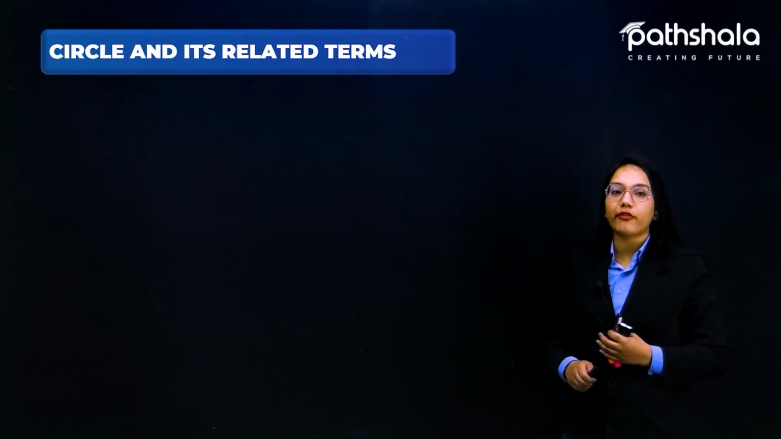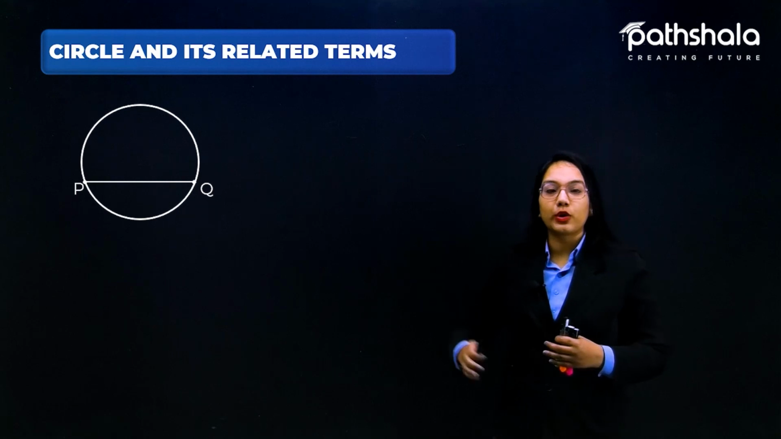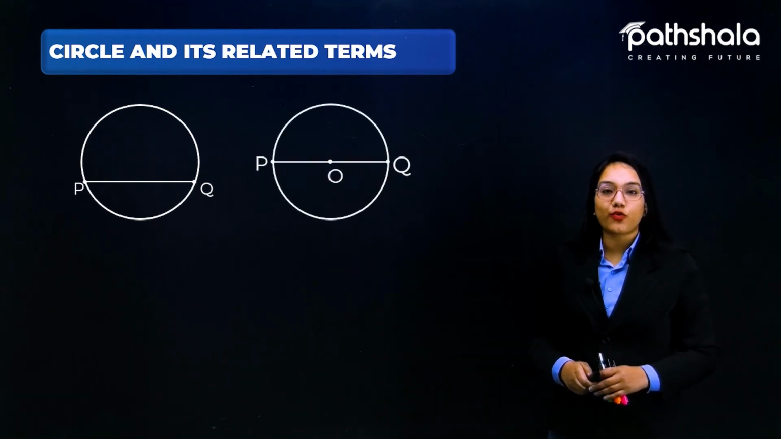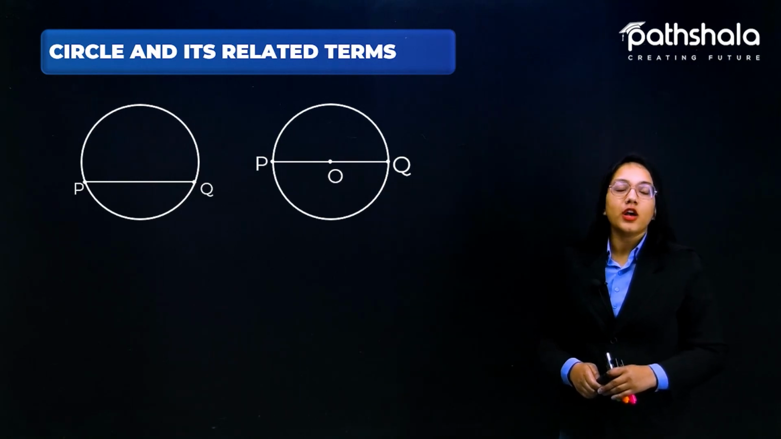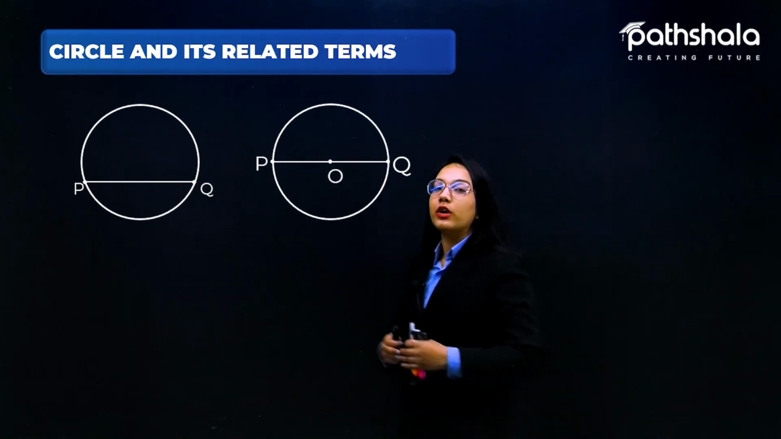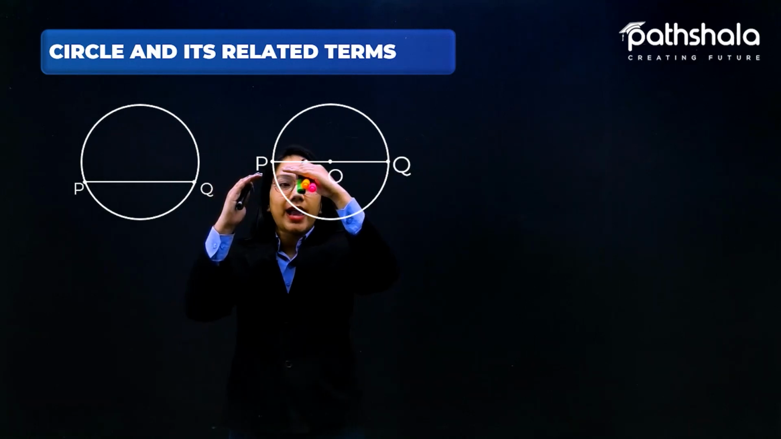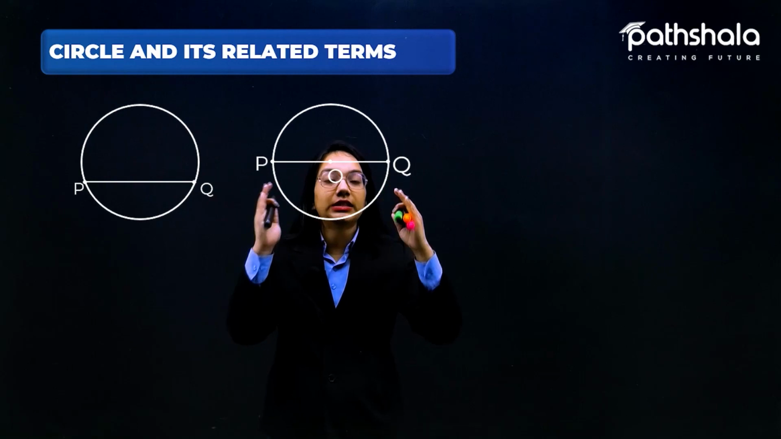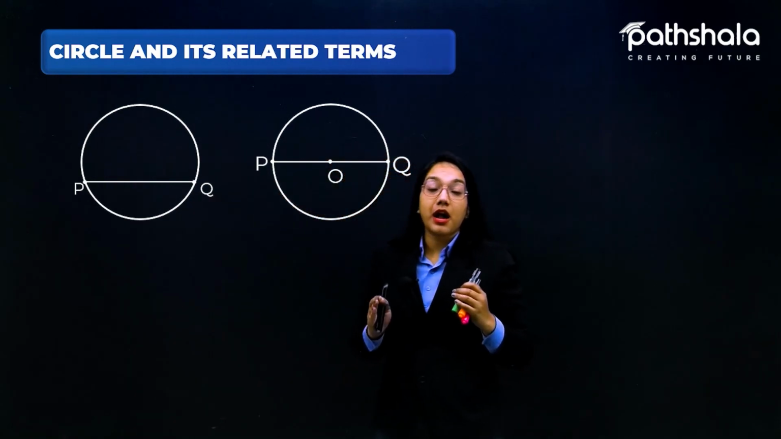For instance, we have taken this particular example to show the chord of a circle. Suppose I form this particular chord. Again you can see that this PQ is a line segment which is joining any two particular points on the circle. So hence this is again a chord of a circle.